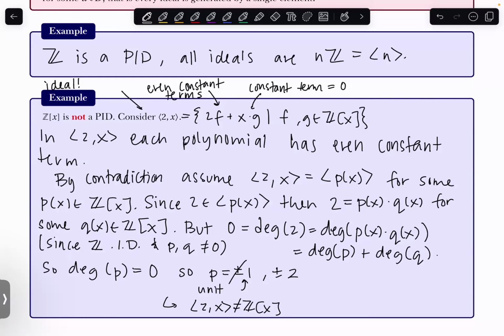Let's see. I think in either one of these cases, I don't think that we're going to get X inside of that ideal, even though we get X inside of this ideal here. So in this case, X would not be inside of this ideal, but X is inside of the one generated by 2 and X. So that would end up giving us an issue here.